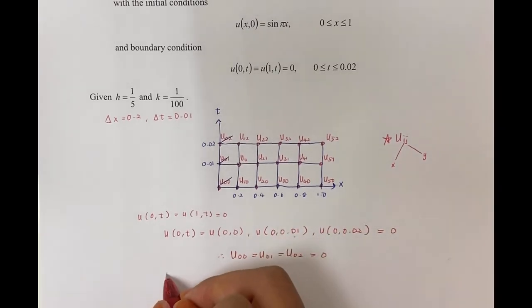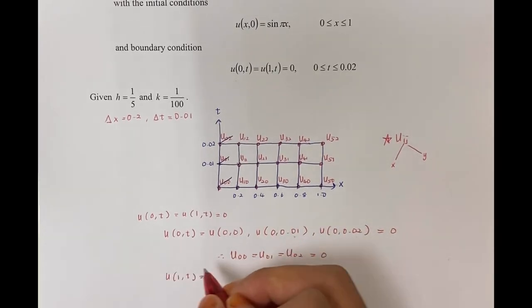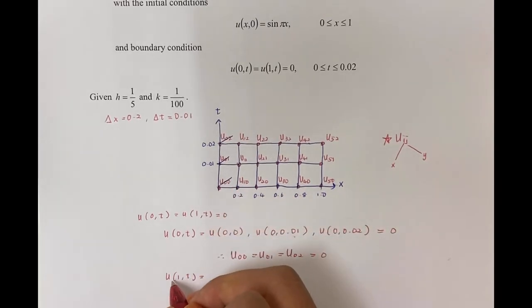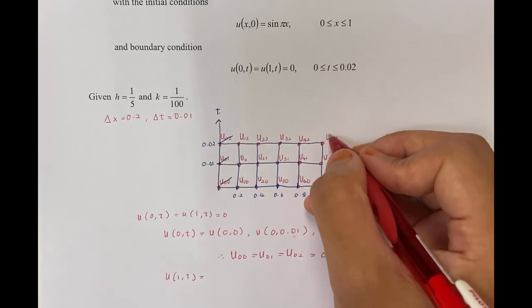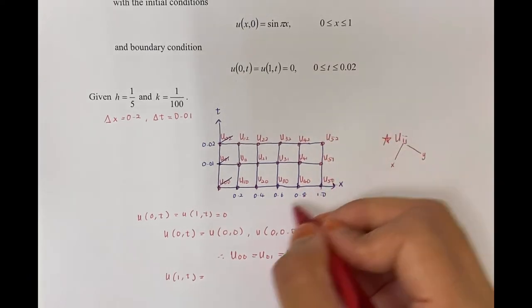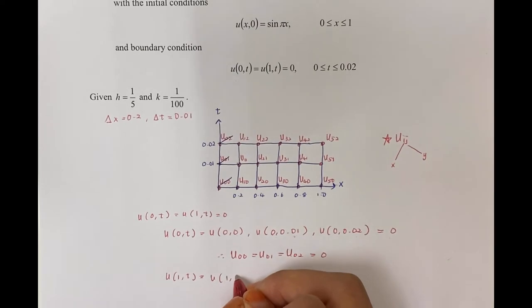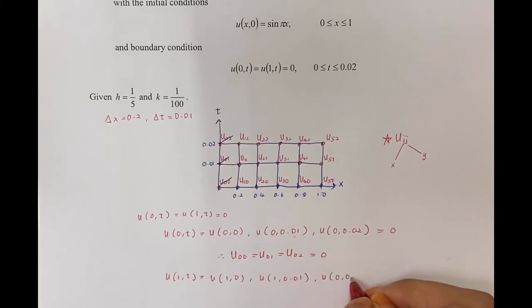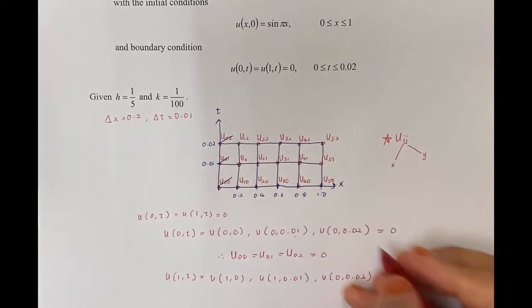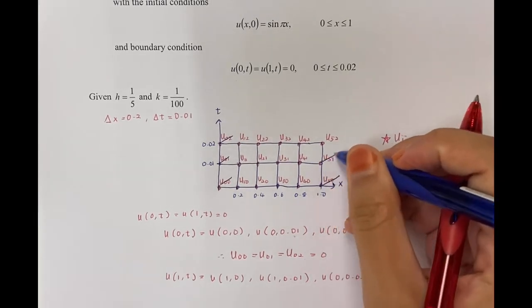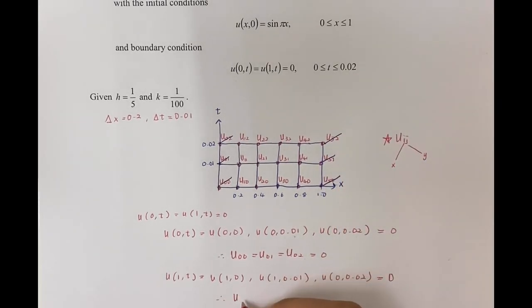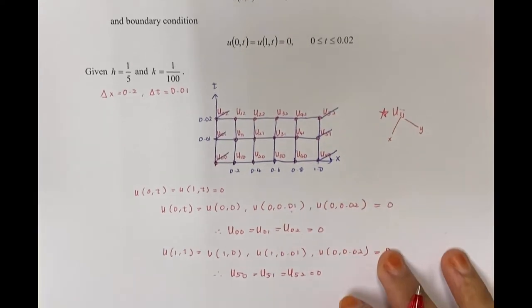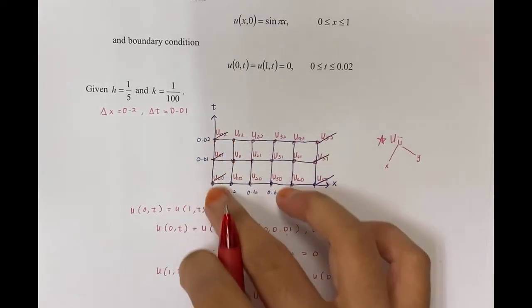Okay, let's try the second one, u(1,t). So u(1,t) means that x is equal to 1, and then t can be any number. t can be 0, it can be 0.01, and it can be 0.02 in this case. Okay, and it is equal to 0. So for these 3, you just find the values for u50, u51, u52, and all of these are equal to 0. So you just find the values for these 6 points.